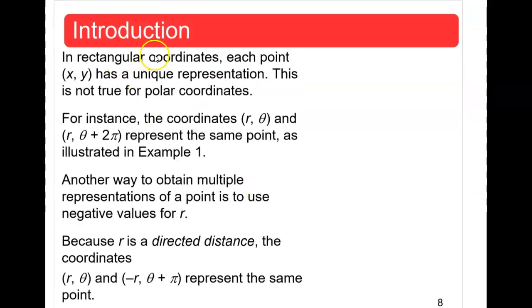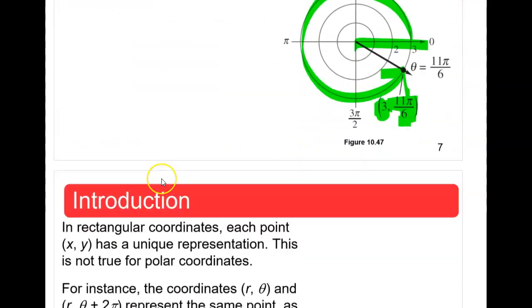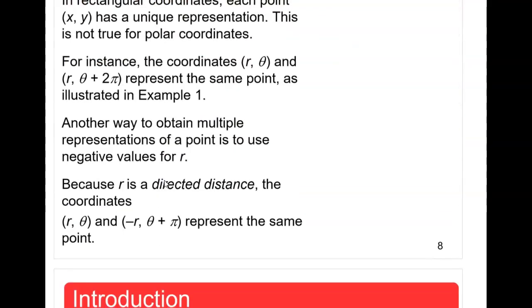So in rectangular coordinates, each point has a unique representation. And as you can see, that's not the case for polar. We could have different representations, such as the 3 we have here. For instance, the coordinates (r, theta) and (r, theta plus 2 pi) represent the same point.